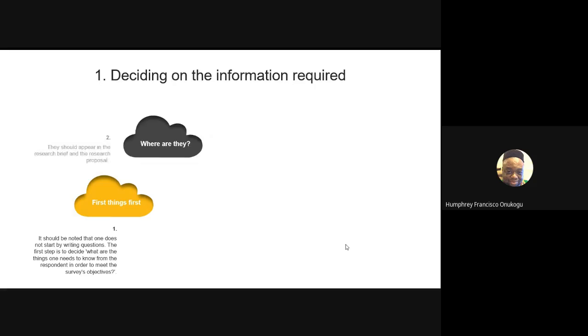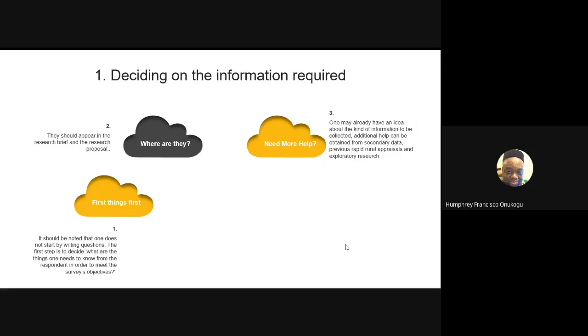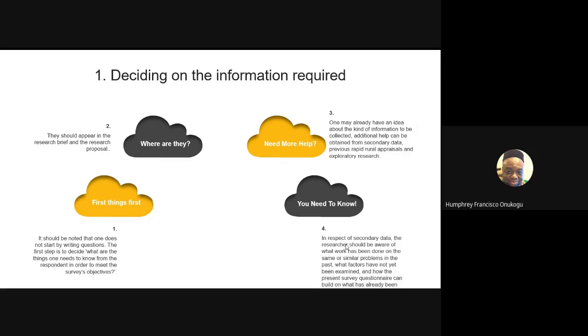The first, we said, decide on the information that is required. First thing first, it should be noted that one does not start by writing questions. I know we're talking about questionnaire, but you do not start questionnaire by writing questions. The first step is to decide what are the things one needs to know from the respondent in order to meet the survey objectives. You have to first sit down and think.